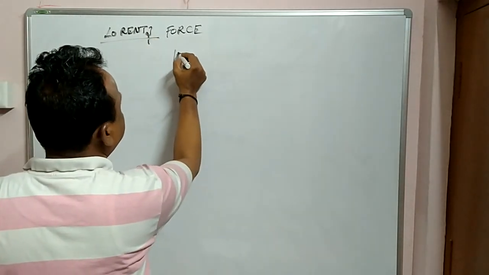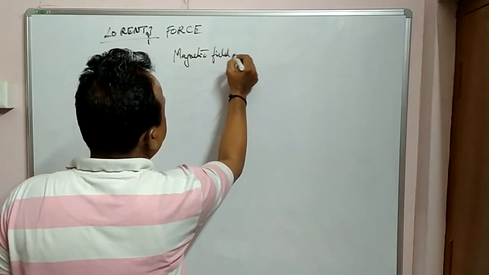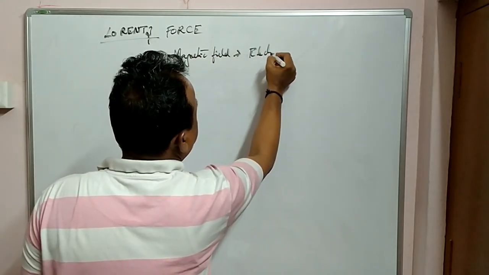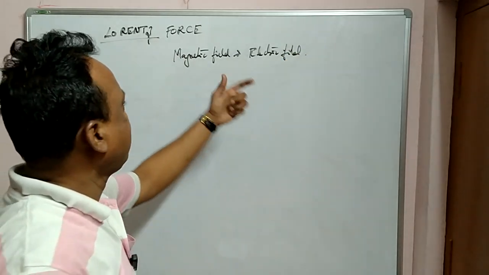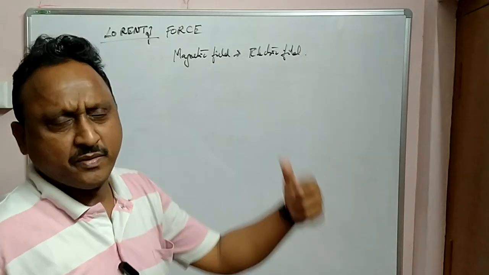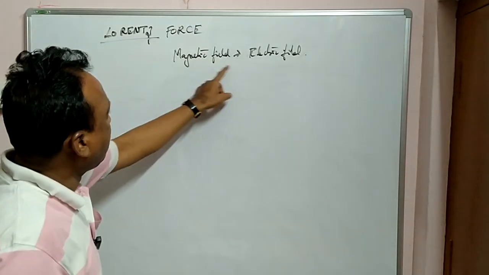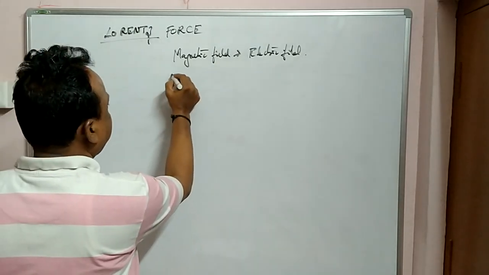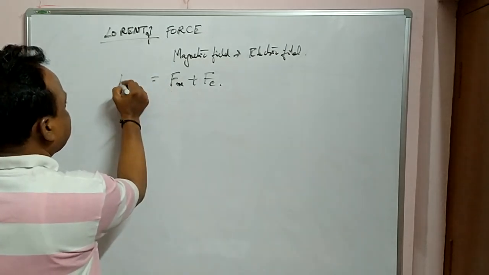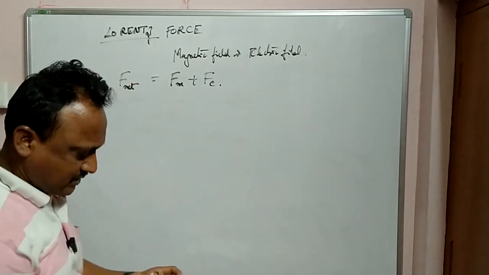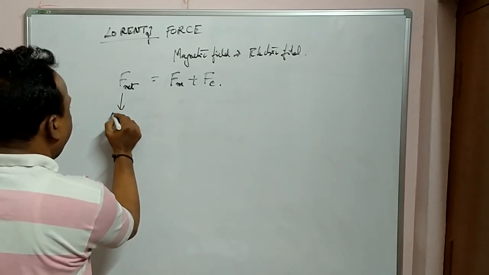Suppose a magnetic field and an electric field are present at a time. Suppose any particle, it may be a proton or deuteron or an alpha particle, is moving in both fields. Then both the fields act at a time, that is magnetic force and electric force. This net force is called the Lorentz force.